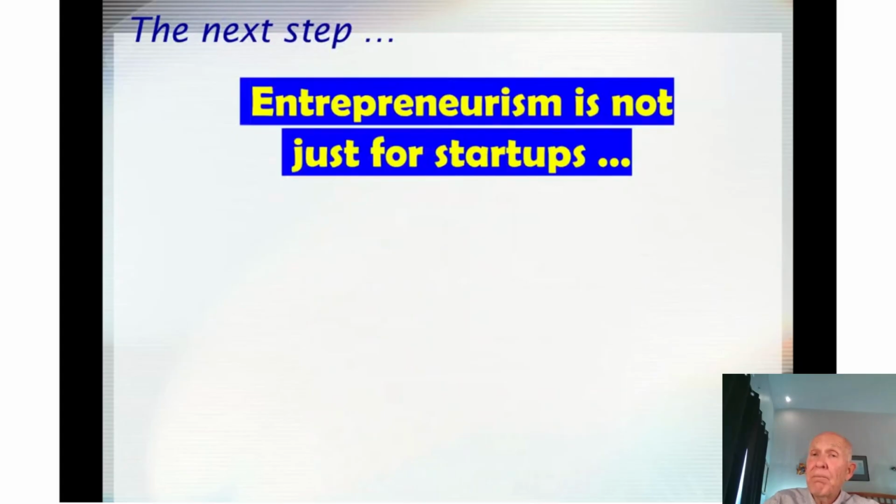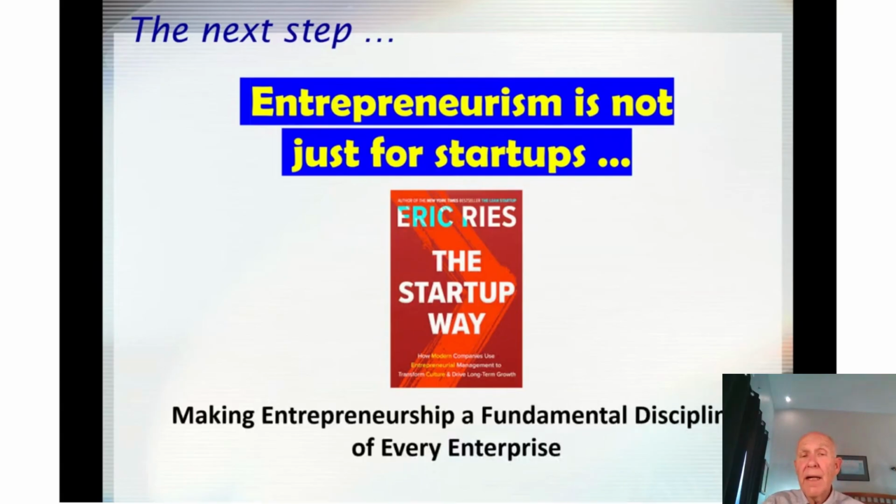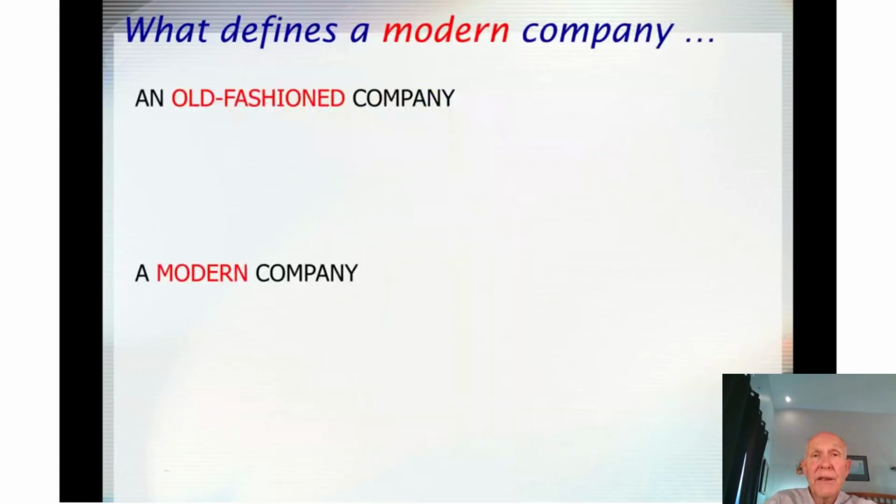So the next step in Eric Ries's world is that entrepreneurism is not just for startups. And he wrote another book in 2018 called The Startup Way, where he argues that entrepreneurship and looking at lean startup is a fundamental discipline of every enterprise. It doesn't matter whether you're big like General Electric or small like an entrepreneurial startup. And he defined what he called a modern company compared to an old-fashioned company that is not using lean startup.